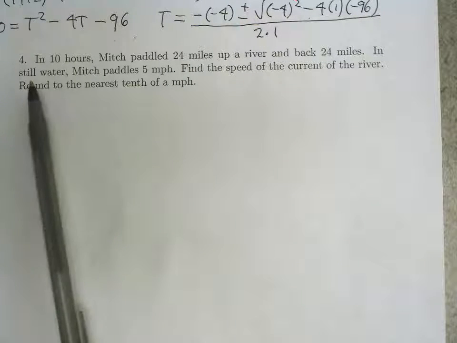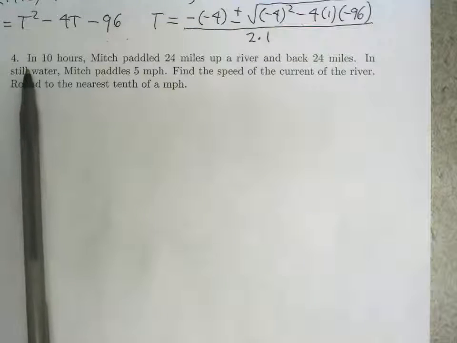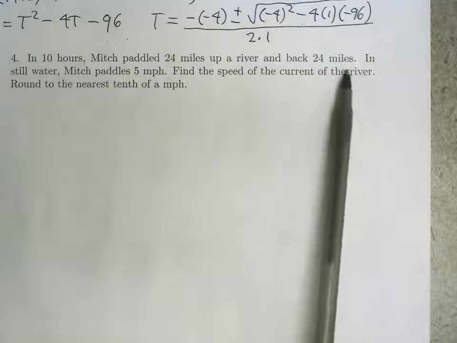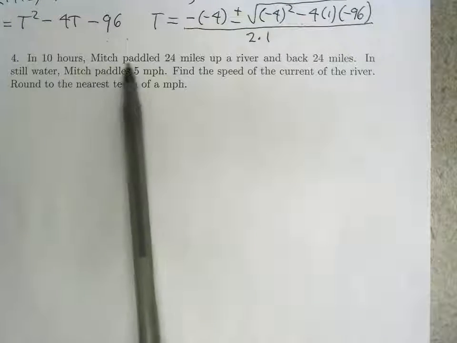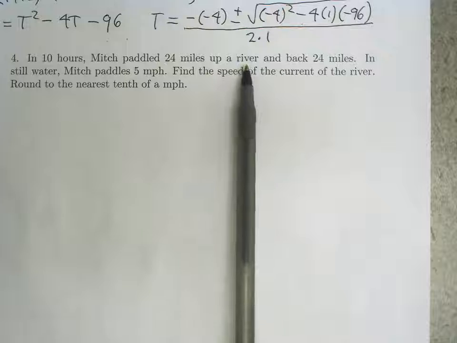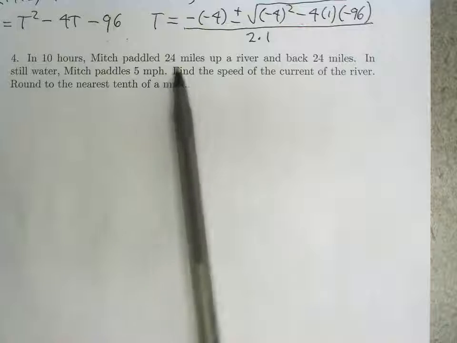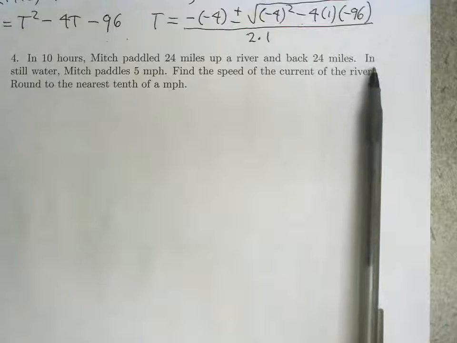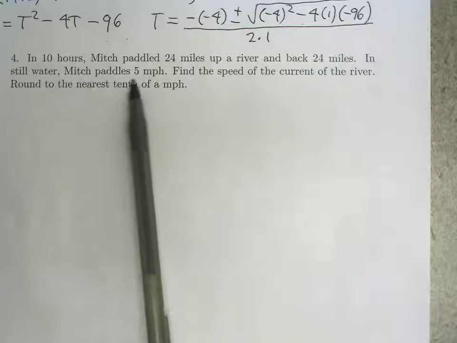In a total of 10 hours, well, it says in 10 hours, Mitch paddled 24 miles up a river and back 24 miles. So if that's confusing, it means that Mitch paddled 24 miles up the river, and then he paddled back 24 miles, and he did all of that, the entire 48 miles, in a total of 10 hours. And we're told that in still water, Mitch paddles at 5 miles per hour.